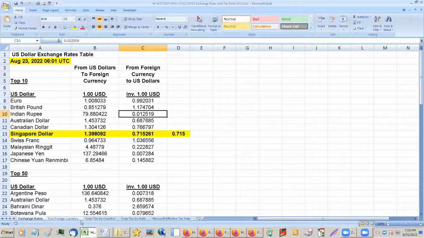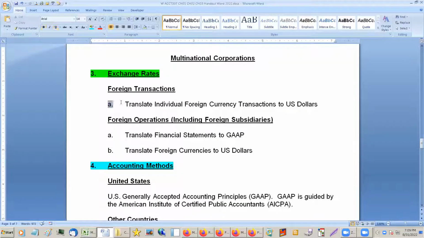And I want to show you something though. So back to our handout. Let me go back to the handout for a second. So first of all, you can translate a transaction into US dollars. So if you do a transaction in Singapore dollars, you can translate it into US dollars. Or if you do it in Canadian dollars or euros or whatever, you can translate it into US dollars.